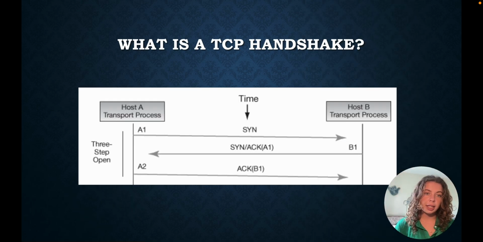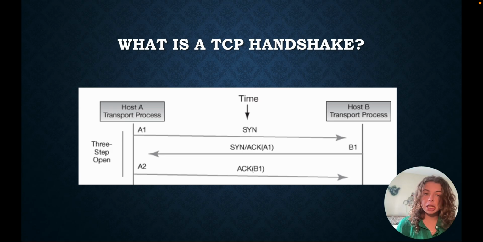What is a TCP handshake? A TCP handshake is the process used to establish a connection between a client and a server over a TCP, Transmission Control Protocol, network. It ensures that both parties are ready to communicate and that they agree on the parameters of the communication session. So this process involves 3 steps, often referred to as the three-way handshake.